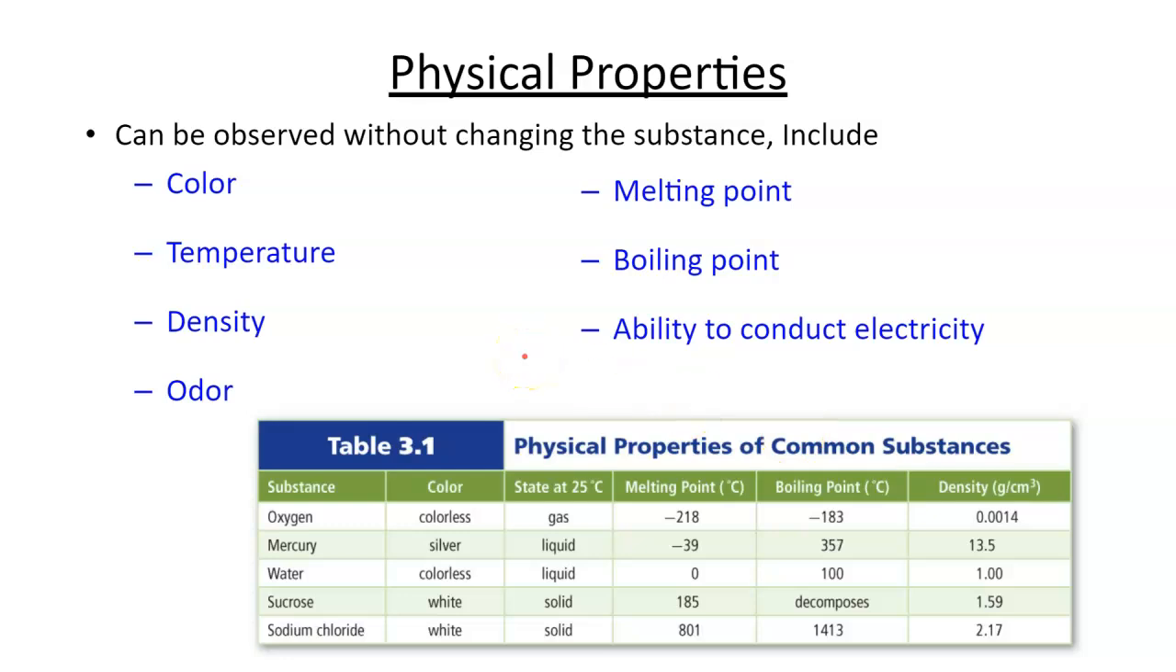So down below in the table here, you see some of the different physical properties we have for substances, things like their color, their state of matter at a certain temperature, their melting point, their boiling point, and their density.